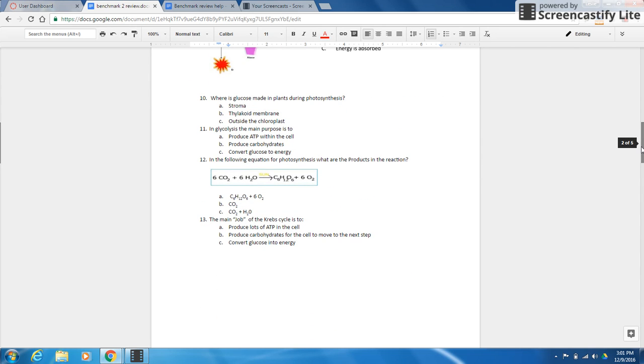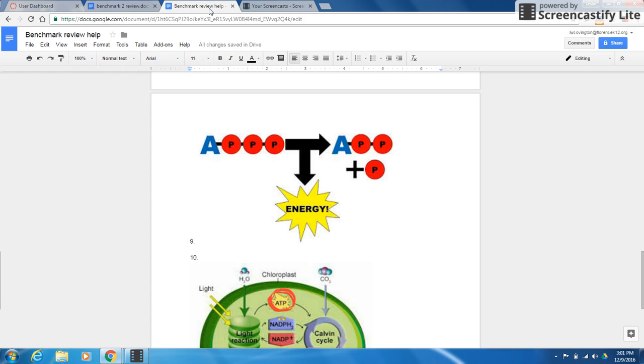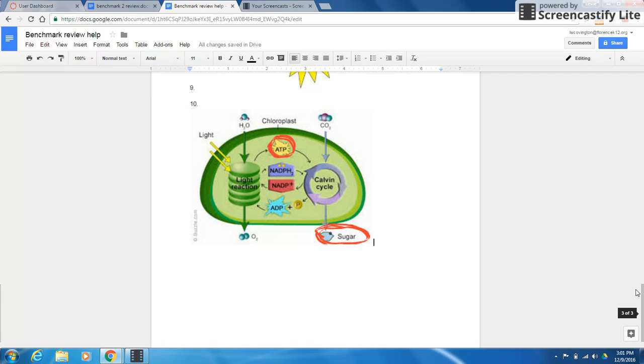Okay, number 10, where's the glucose made in plants and photosynthesis? Now, I had a lot of questions about this Friday, and a lot of you wanted to say that it was made in the stroma. Well, it's not made in the stroma. It's actually made, no, I'm sorry, it is made in the stroma. You wanted to say it was made in the thylakoids, but that's not right. This is made in the stroma, in the liquid portion of the chloroplast.